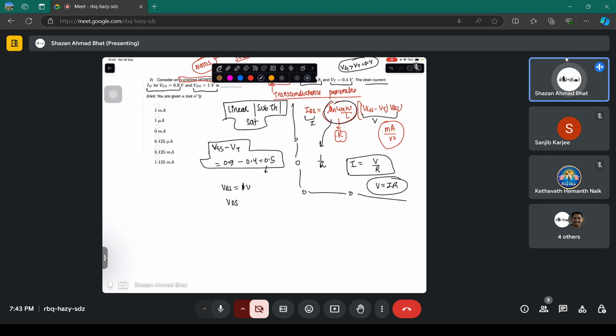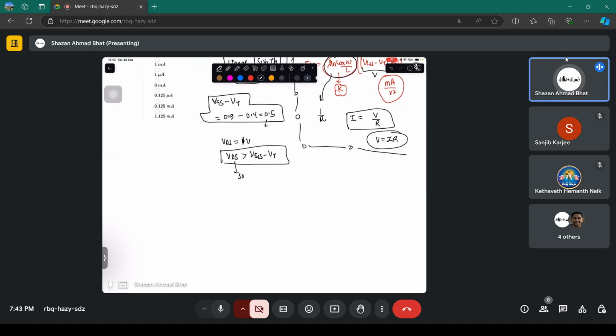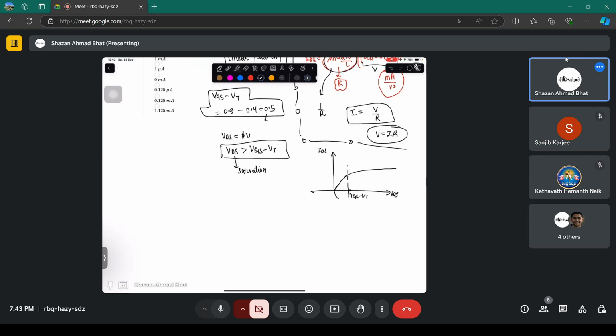So you see that VDS is greater than VGS minus VT. If that is the case, it is in the saturation region. It is this region which we showed. If this is IDS and this is VDS, it is linear up to this point, and then it saturates. This is VGS minus VT. And we are talking about this region now, because VDS is much greater than VGS minus VT. So this device is in the saturation region.